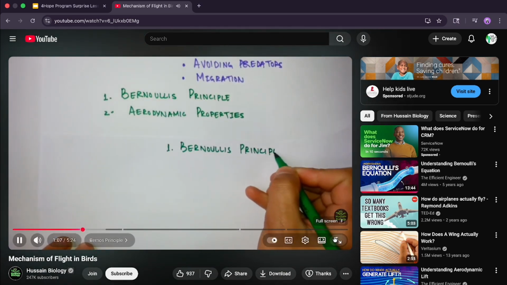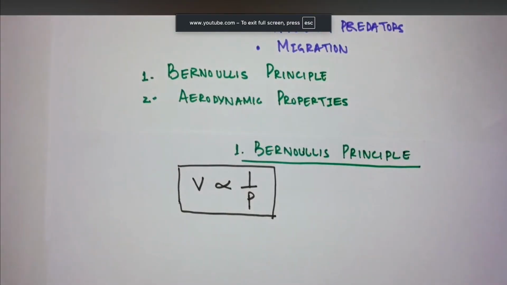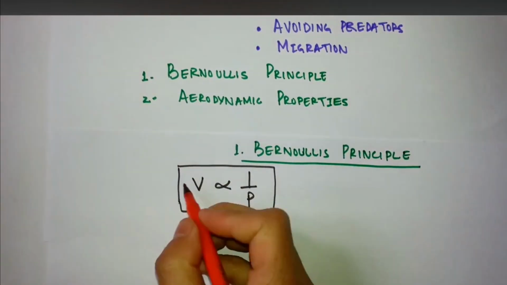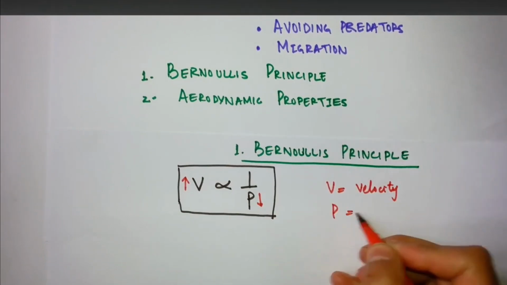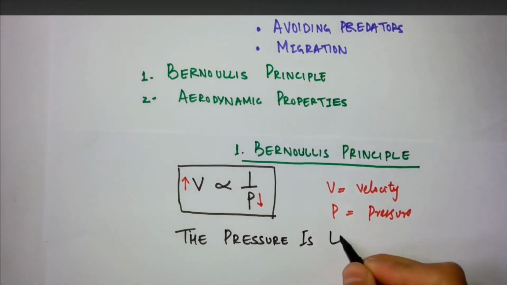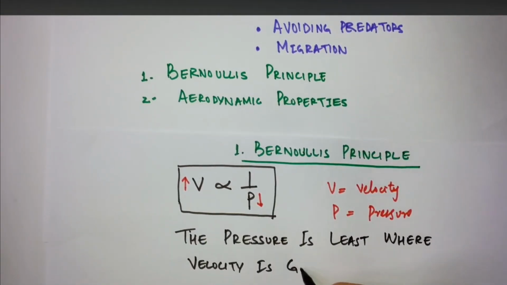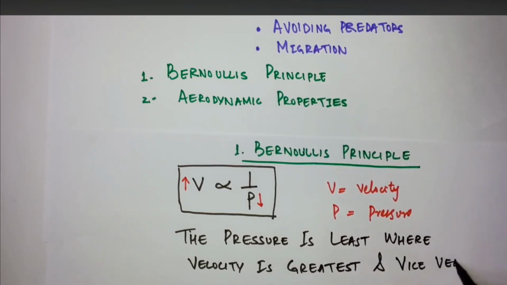Bernoulli's principle can be defined mathematically as V is inversely proportional to P. What are V and P? V is velocity and P is the pressure. That means V is directly proportional to 1 by P. So where V is higher, P should be lesser, because they are inversely proportional to each other, and this is the case with Bernoulli's principle.